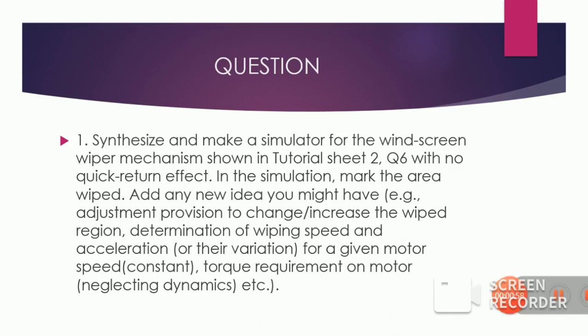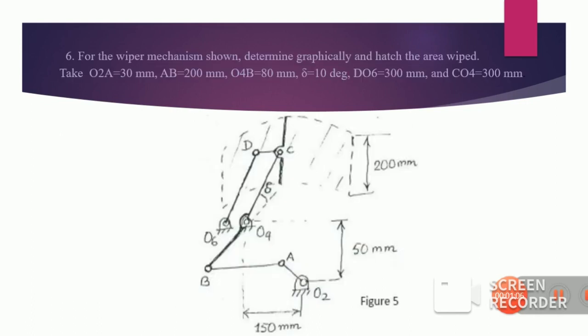In order to understand the mechanism that we are going to simulate, firstly, we need to know about question number 6 in tutorial sheet number 2. This is question number 6 from tutorial sheet number 2. For the wiper mechanism shown, determine graphically and hatch the area wiped. Various dimensions related to the mechanism have been provided. This is the mechanism we are going to synthesize and simulate in our group project.